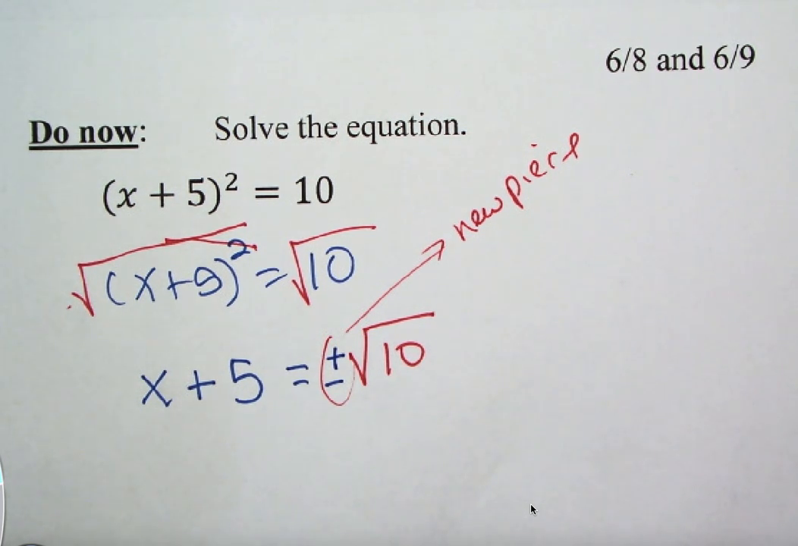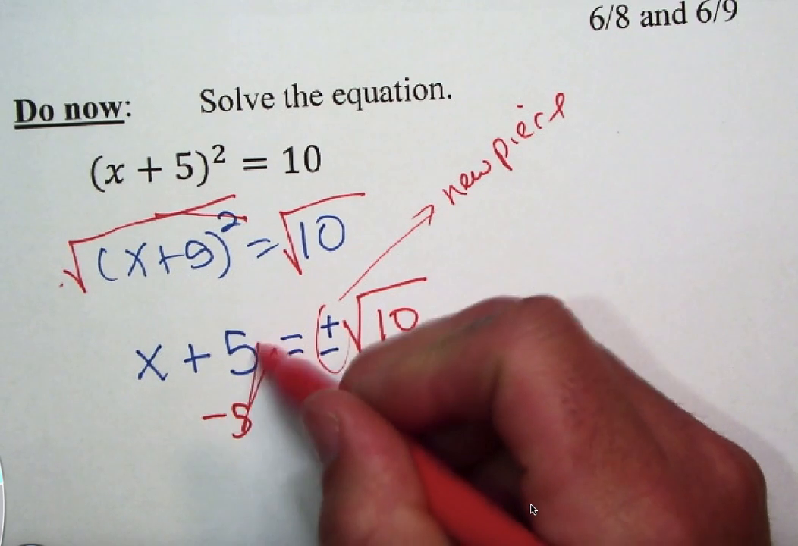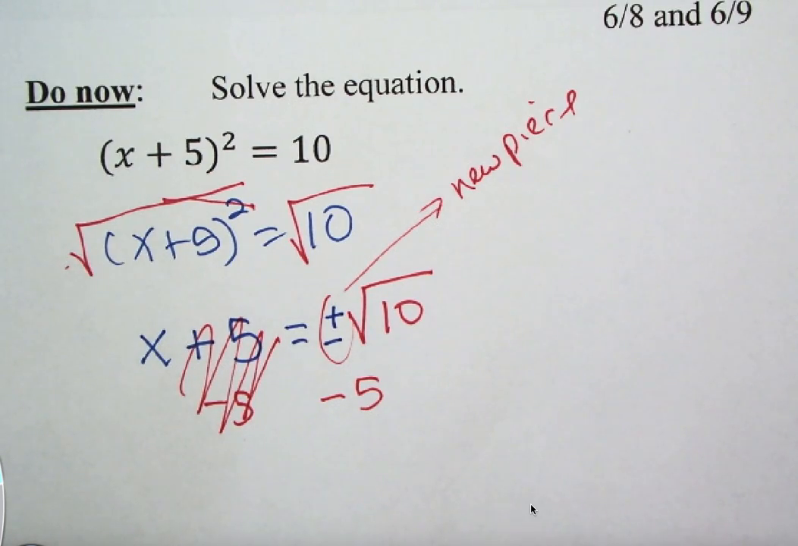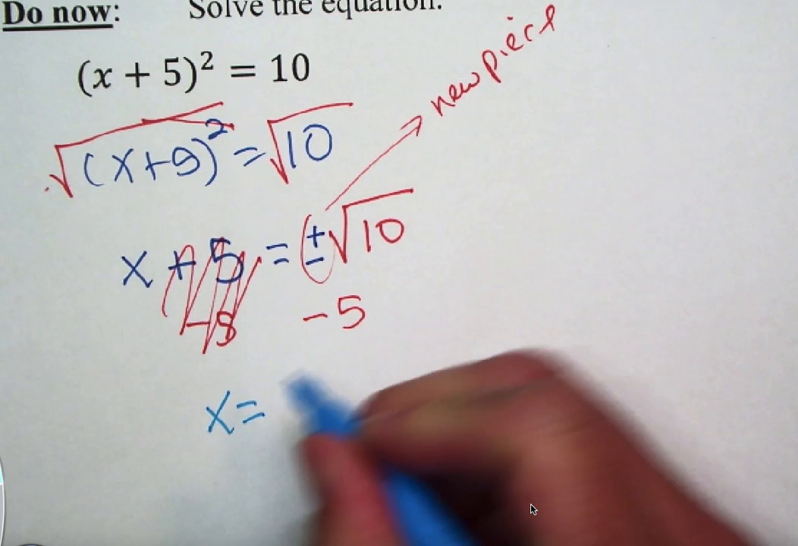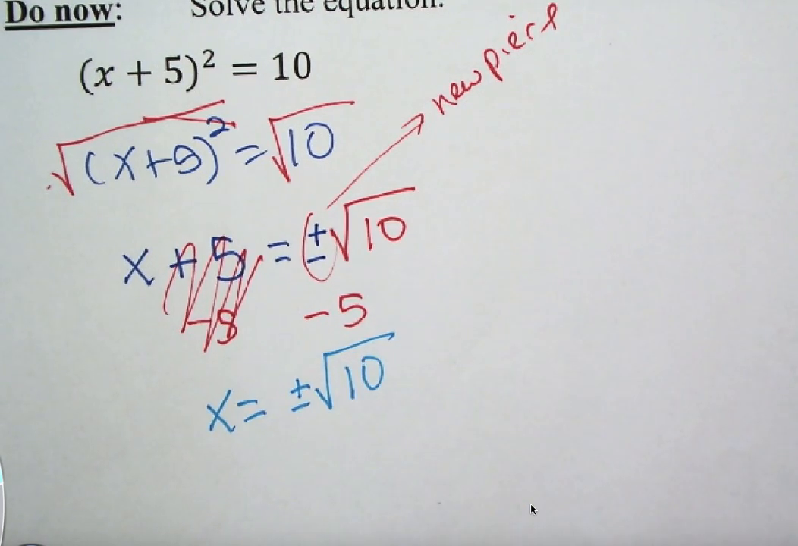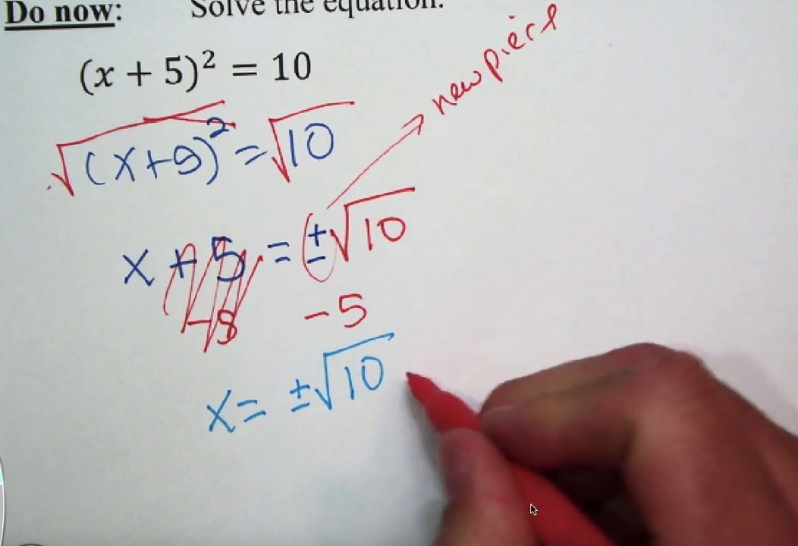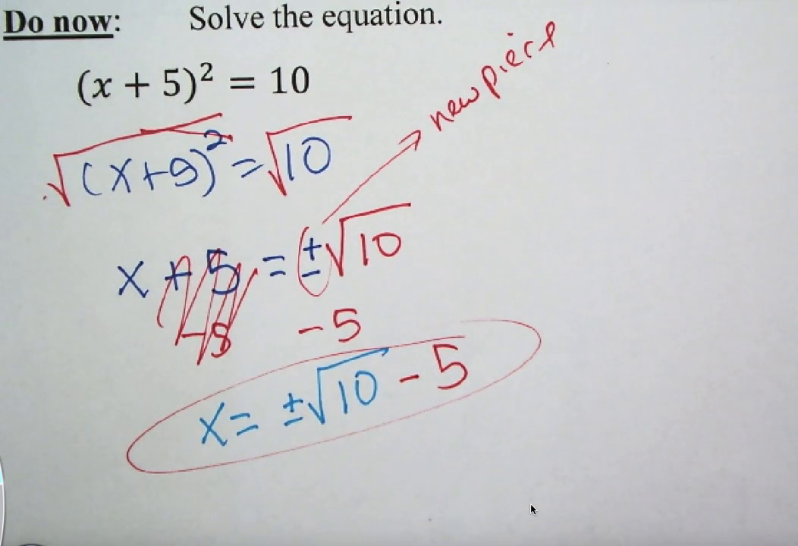And now we need one more thing to get x by itself. We're just going to take away 5. So minus 5 from both sides, we get x by itself, and we have plus or minus the square root of 10 minus 5. And that's your answer. Can't do anything more with it.